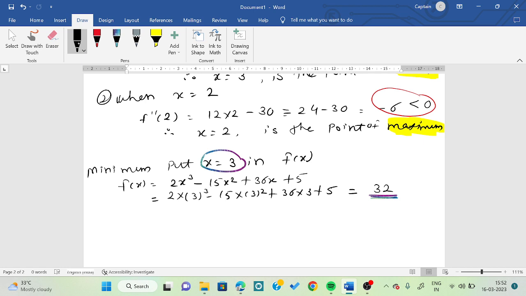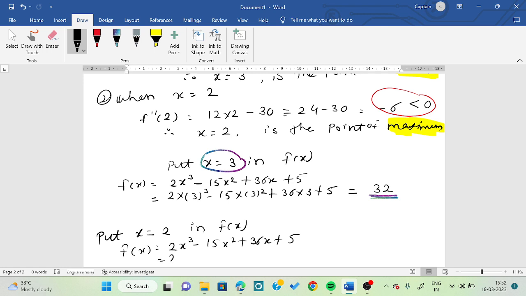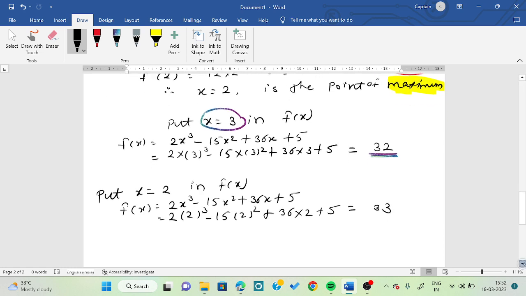Now you have a question. Let me erase this maximum, minimum. You will decide when you get the answer. Now I am putting x is equal to 2 in f. I am not talking about f dash and f double dash, now I am talking about f. So again, 2x cube minus 15x square plus 36x plus 5. Now if I am substituting 2 cube minus 15 into 2 square plus 36 into 2 plus 5, I am getting the answer as 33. Cross check it, you can solve it and you will get this.